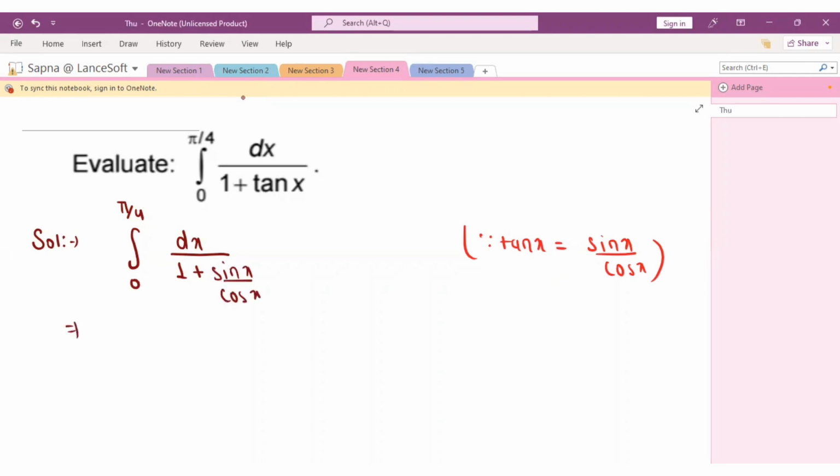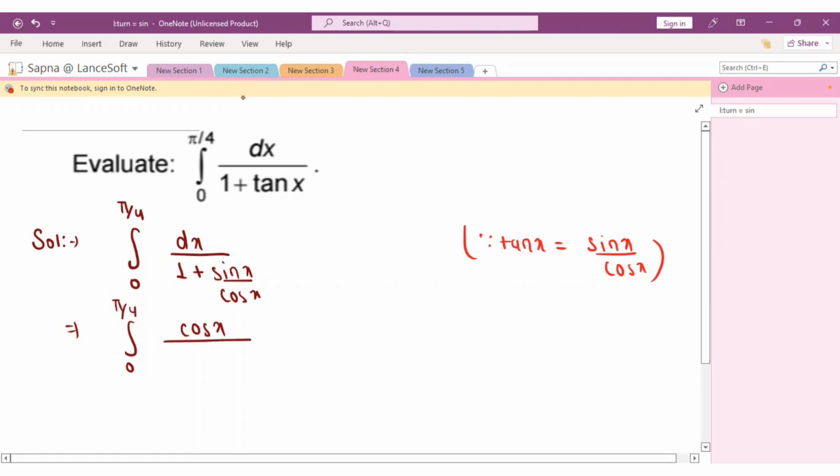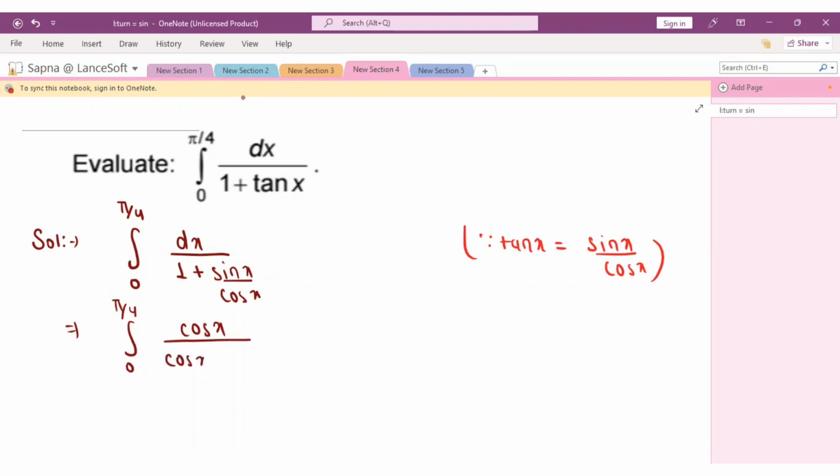Now in the next step, we will write the same integration from 0 to pi by 4 dx. And then if I take the LCM in the denominator, clearly cos x will come in the numerator. So cos x I have written in the numerator, and after taking the LCM, the denominator will become cos x plus sin x. All right, and then we have dx as well. Now after this, I am going to multiply and divide by 2. So here I have divided by 2, and to balance it out, I'll multiply also by 2.